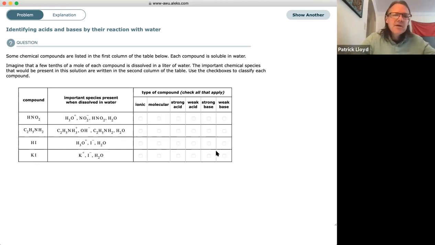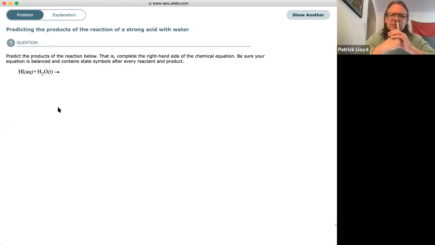Okay. So let's take a look at the last type of problem in here. And this is similar to the one we did a little earlier, but it's going to look at it from the perspective of the hydronium ion. So let's take a look at this. Predicting the products of a reaction of a strong acid with water. Okay. Predict the products of the reaction below.